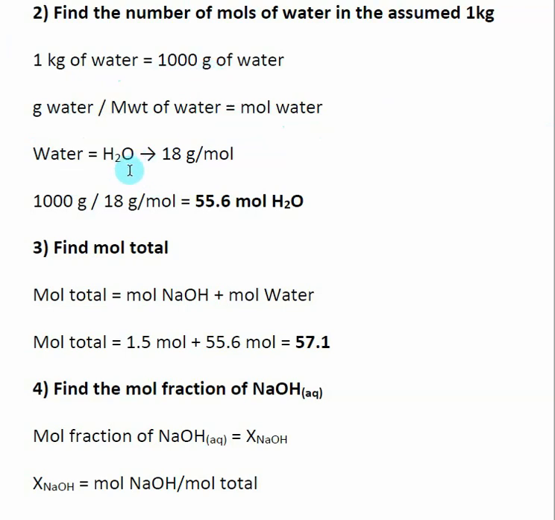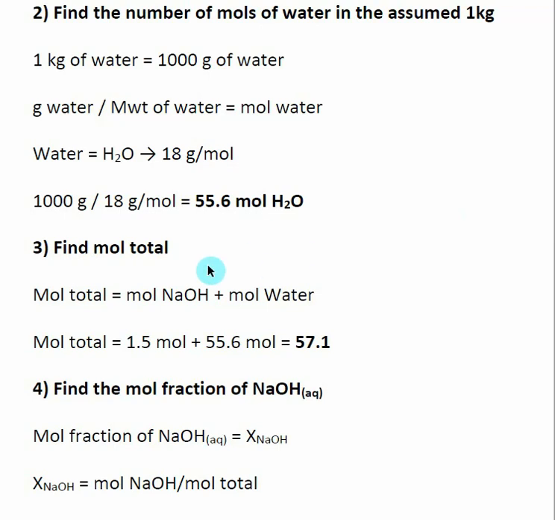The molecular weight of water I find by adding up the hydrogens, 1 gram per mole each, and oxygen, which is 16 grams per mole. So water overall has a molecular weight of 18 grams per mole. So 1,000 grams divided by 18 grams per mole gives us the total number of moles of water inside of our 1 kilogram of water that we assumed. So that's 55.6 moles. Now that we have all the pieces, we can go ahead and find our mole fraction.